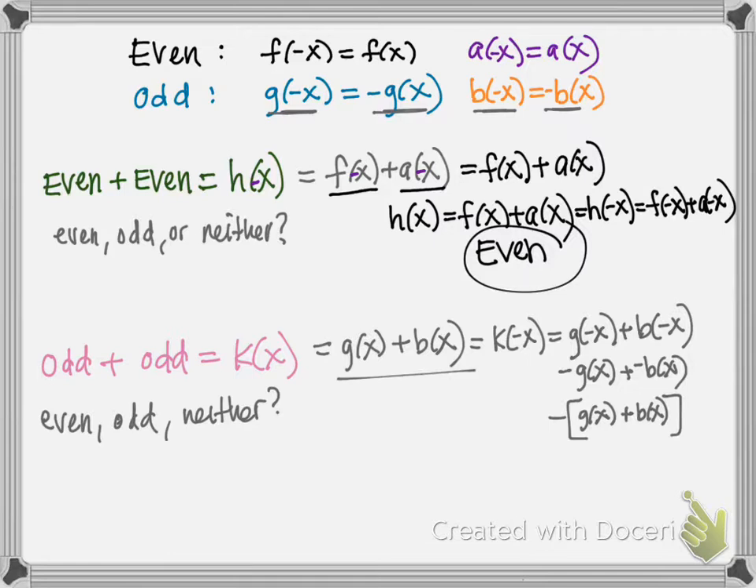So in fact, that is not even, because if you plugged in negative x, you would get the exact same function. But if you get the opposite of the original function, that would be odd, right? Because if you plug in negative x, you get the opposite sign of the original output.